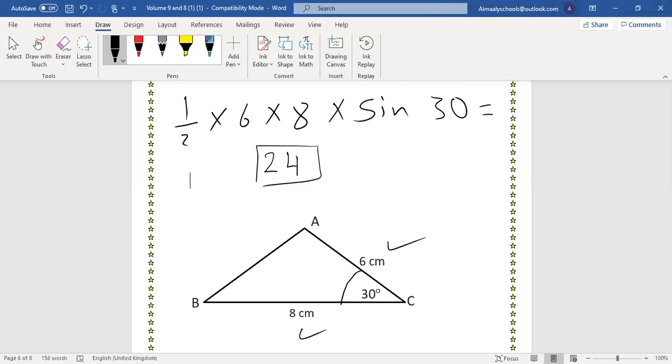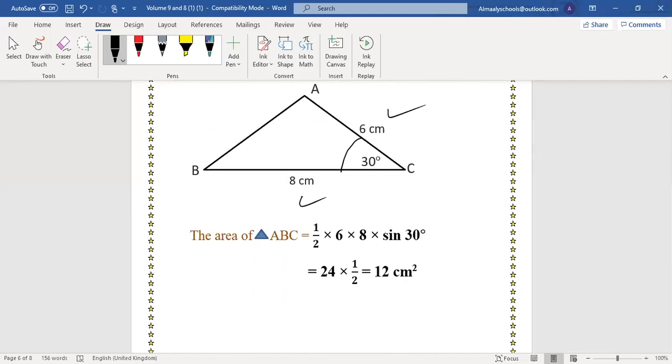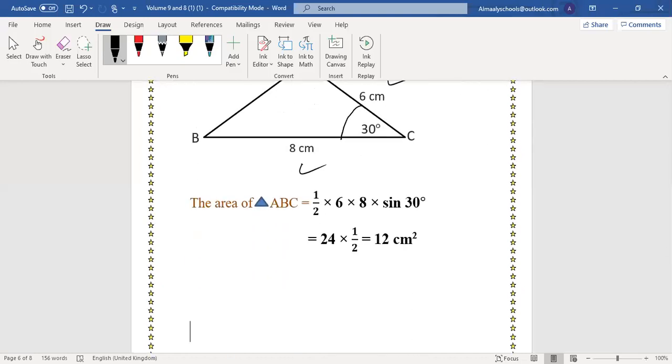So it will be 1/2 multiply 6. 1/2 multiply 6 equals 3. Half the number 6 is 3. 3 multiply 8 equals 24. Now I'll multiply 24 by sine 30. Sine 30 equals 1/2. 24 multiply 1/2 equals 12. This is the answer. So it will be half multiply 6 multiply 8 multiply sine 30, and the answer is 12 centimeters square. It's too hard.